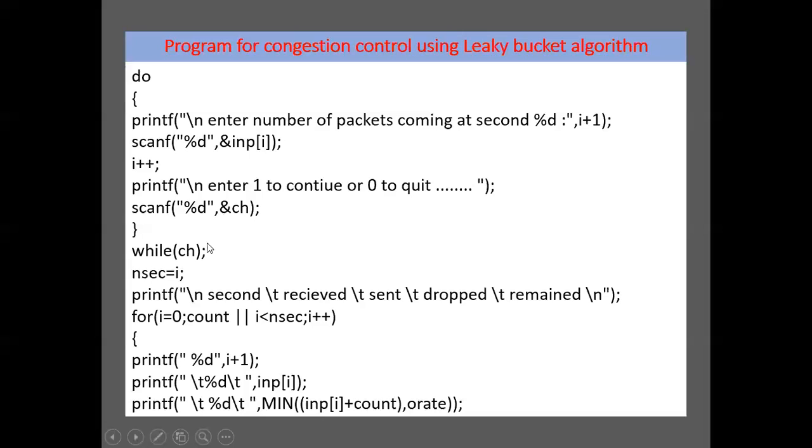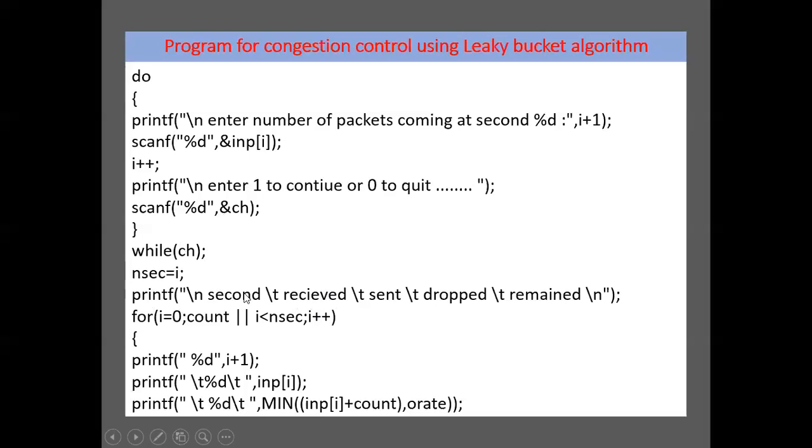While ch, if ch is 1, then only it is going to execute this. If ch is 1, then it will execute it. If it is 0, it won't execute this. Okay, that's the while condition. With the 10 second, we are initializing i here. Printf second, received, sent, dropped, remained.